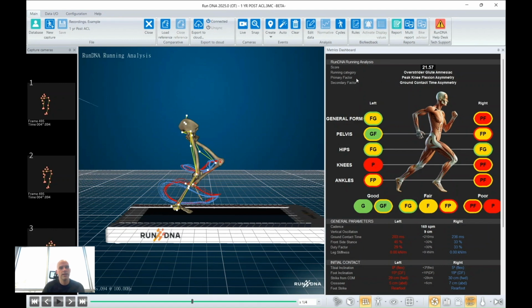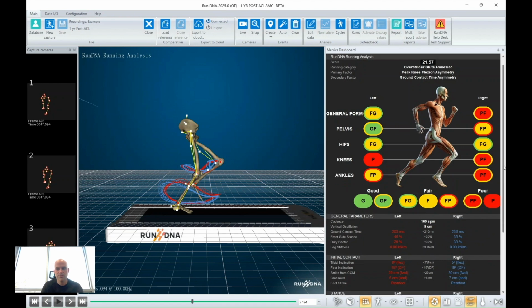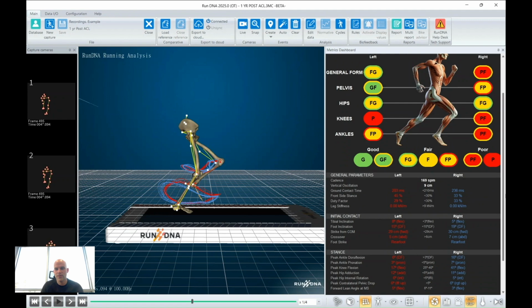That primary and secondary factor make a huge impact on knowing what to focus on and target here. So the first one was the knee flexion, the second was ground contact time asymmetry. That's going to give us a big difference where the left was 203 milliseconds and the right was 236 milliseconds for how long they were on the ground. But we see the average peak knee flexion was 17 on the left and 41 on the right.